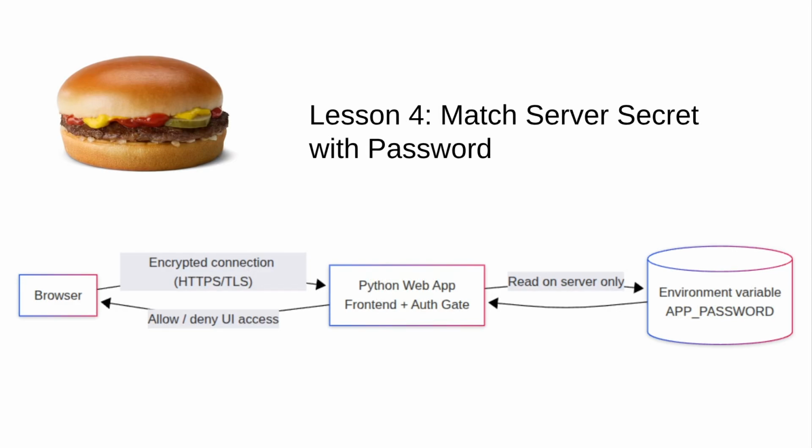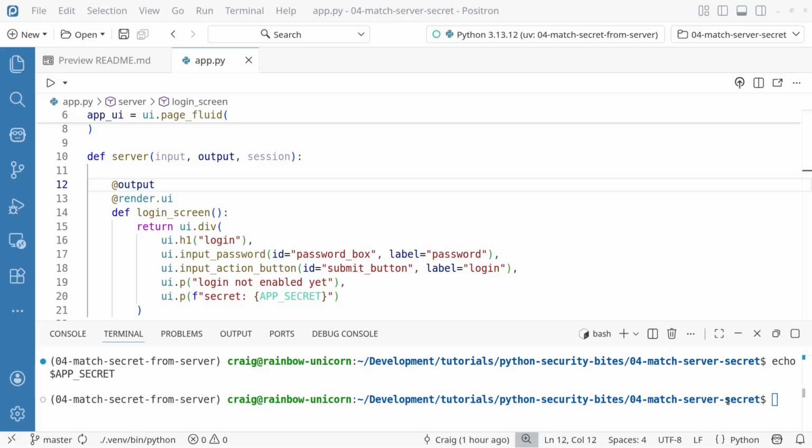We're learning Python web application security concepts. To enable basic security, we are saving a secret on the Python server in the cloud. Today, we are going to match it up with the input on a password field written in a Python UI. During development, I'm going to set the app secret on my local workstation.